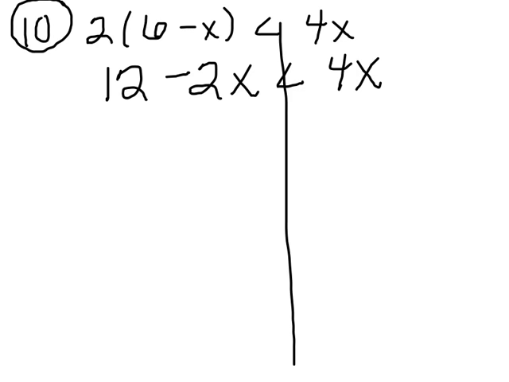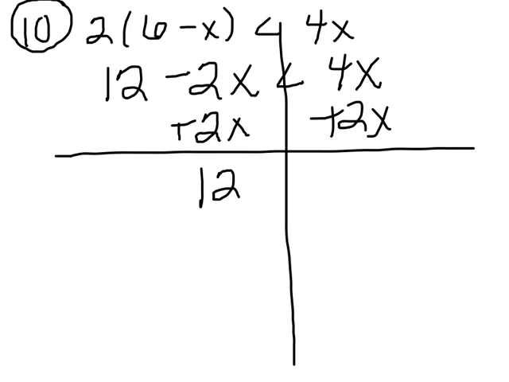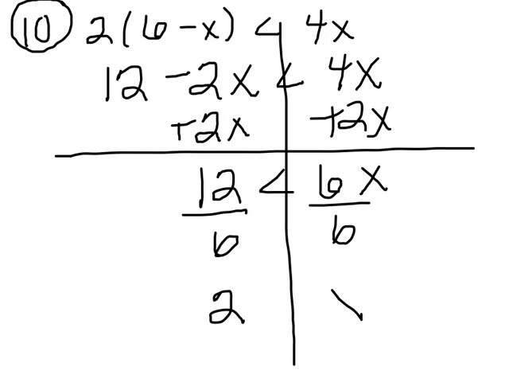So I see a negative 2x. What is the inverse of a negative 2x? It would be a positive 2x. So we have 12 is less than 6x. Okay, now the number that's in front of x is 6. So we're going to divide both sides by 6. So 2. Now, do we keep the same symbol or flip? We divided by a positive, so no flipping.